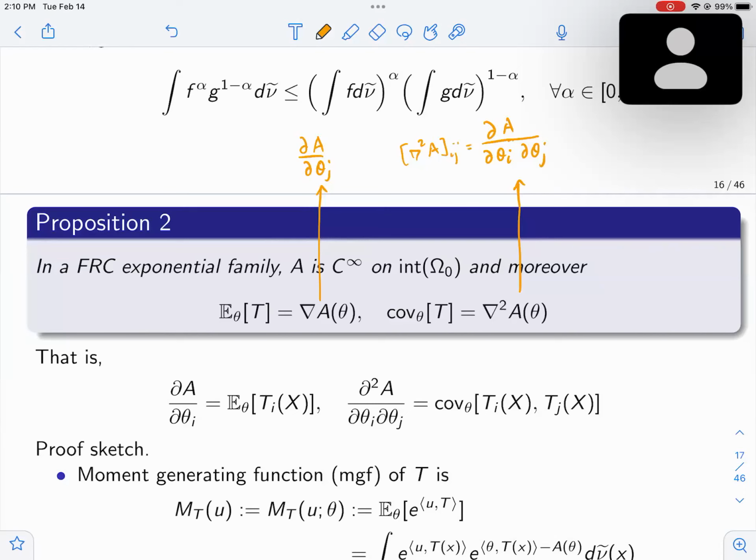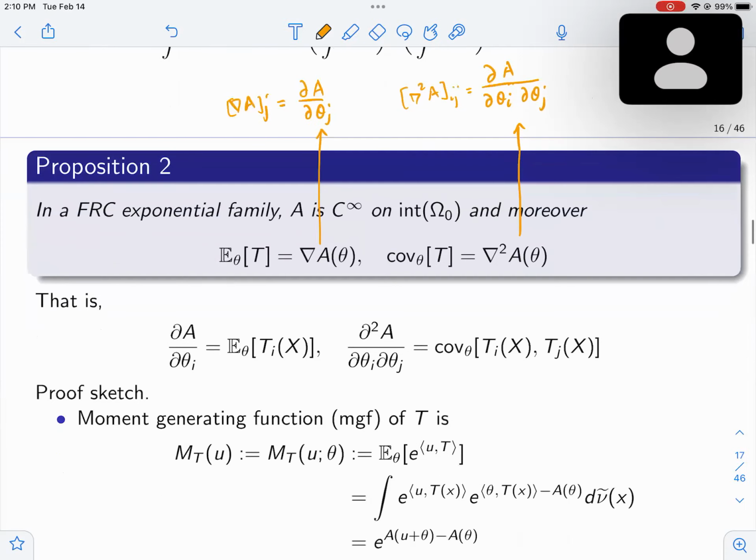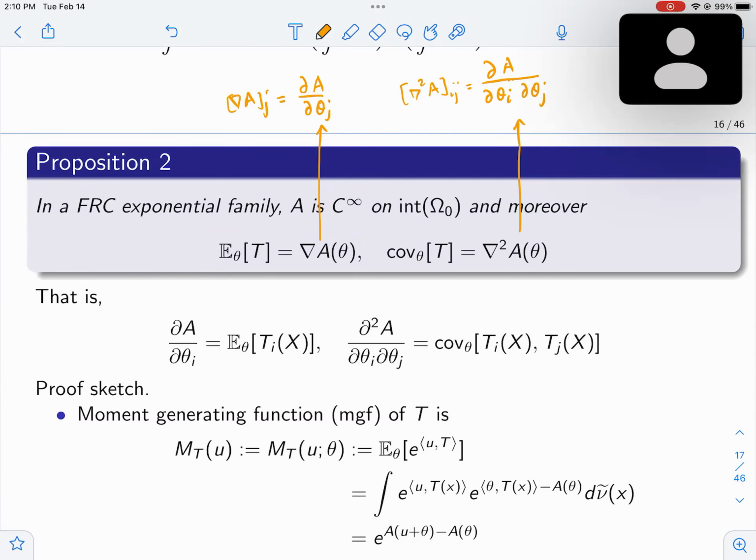The ijth element would be this. The jth element of the gradient would be that. So this is just saying if you take the partial derivatives of A, you get information about the moments. In particular, the first and second order derivatives give you information about the mean of T and the covariance matrix. So this is the covariance matrix of T. Hopefully everyone knows what the covariance matrix is. The diagonal elements are the variances of the elements of T, and the off diagonals are the pairwise covariances. So this has a lot of information.